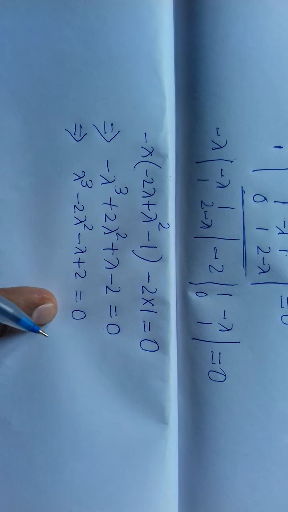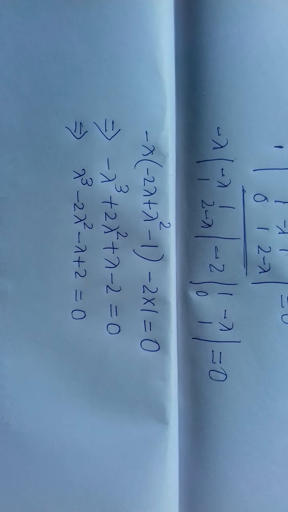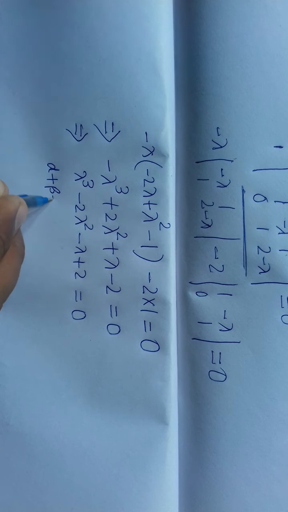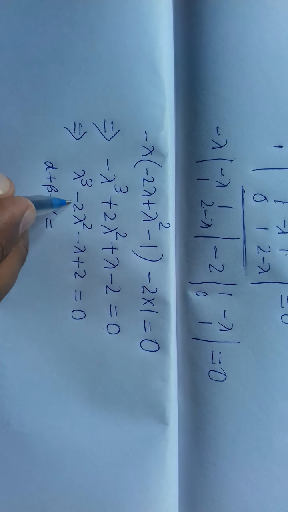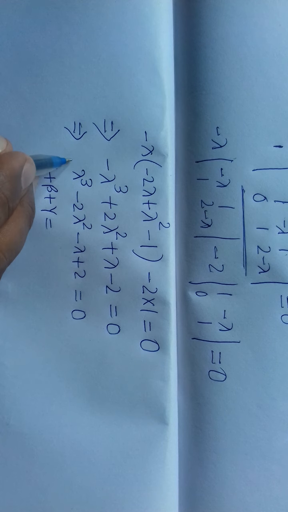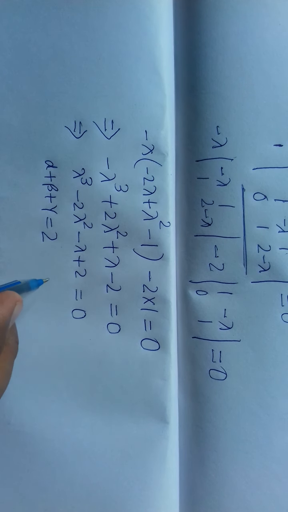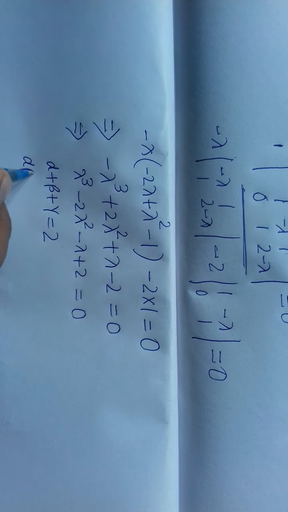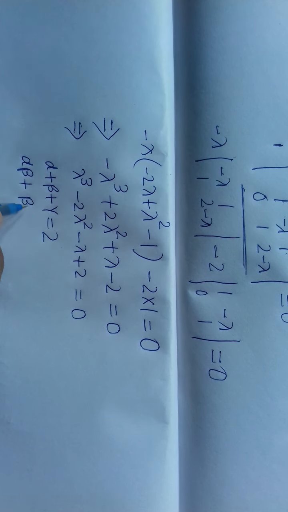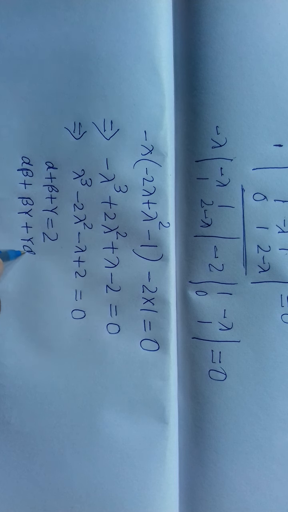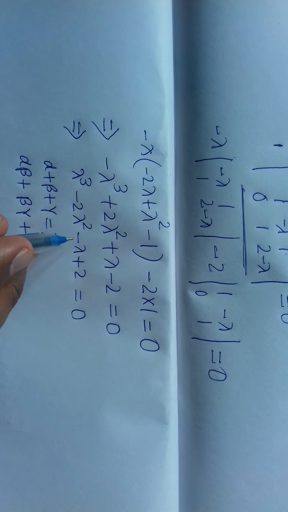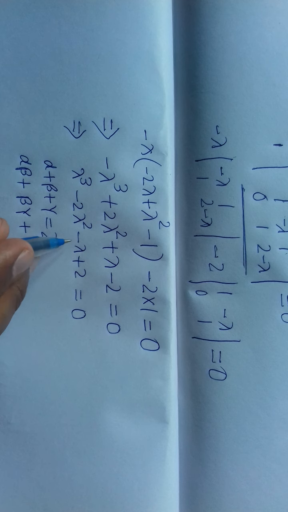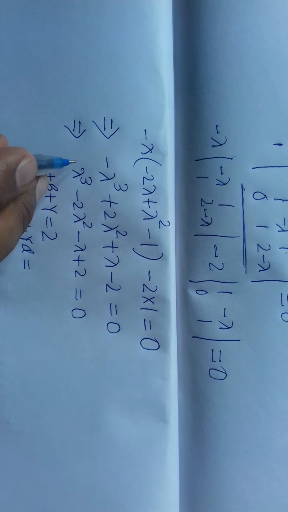So a cubic equation you have, and the roots of this cubic equation are alpha, beta and gamma, and we know that the sum of roots is minus of this coefficient by 1, so here it will be 2. And the product of roots taken two at a time, that is alpha beta, beta gamma, gamma alpha, will be equal to the coefficient of lambda by the coefficient of lambda cube, so minus 1, this is minus 1.